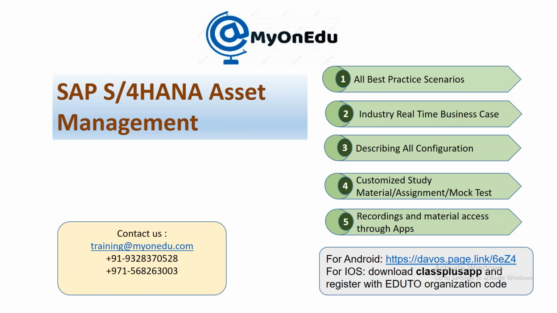So here in this course of SAP S/4HANA Asset Management, we will cover all the best practice scenarios in the industry. We will take one example of the oil and gas industry or any utility company, and I'll take one more example from a real estate company. So we'll understand all the best practice scenarios within asset management in the S/4HANA system. And here we will take real-time industry business cases.